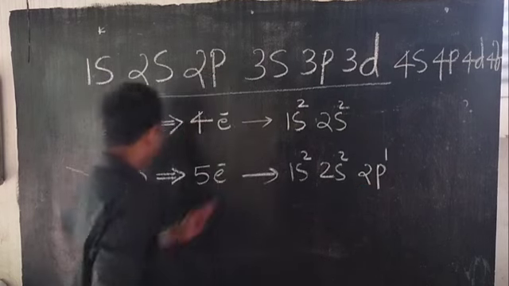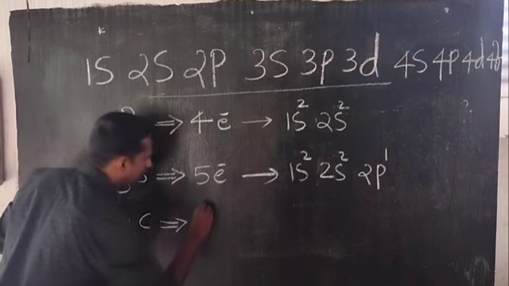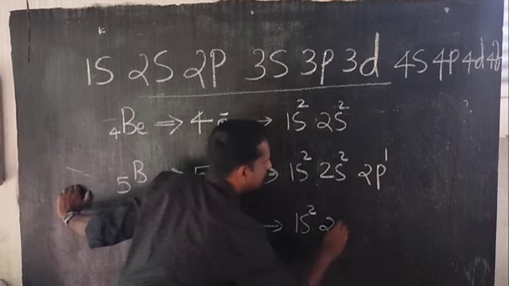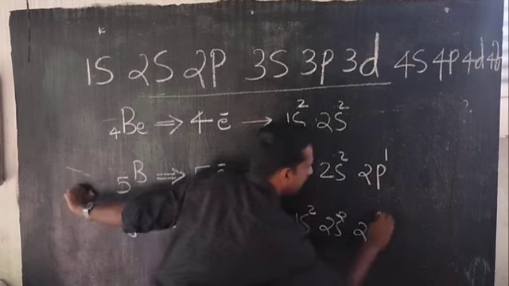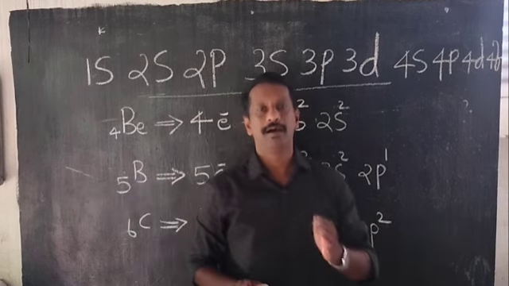Clear? Similarly, if you go to the next element, carbon, atomic number 6. Therefore, the number of electrons is 6. The electronic configuration will be 1s2, 2s2, 2p2. Clear? And it will continue like that.